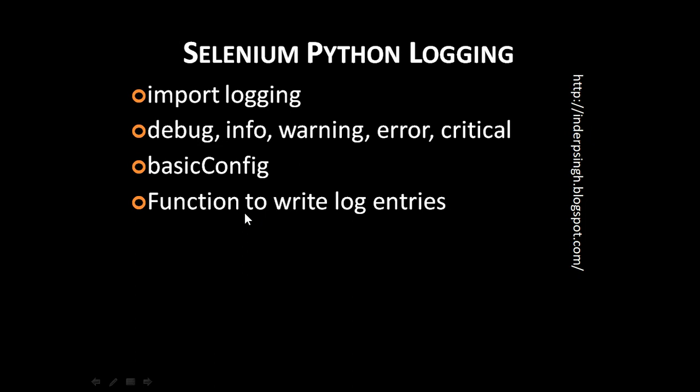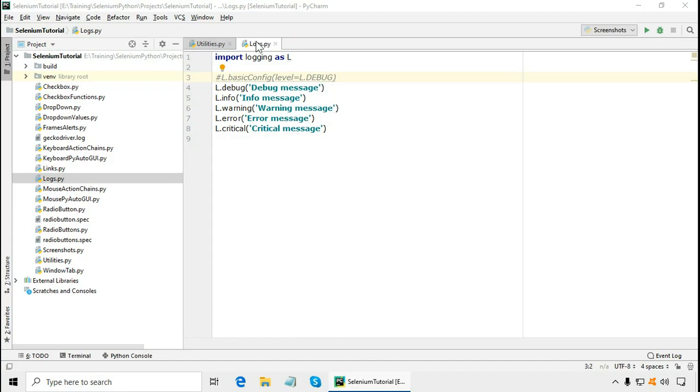Here is the first Selenium Python example. Now I have created a new Python script called logs.py, and the first line of code here is import logging as alias L. This is the import logging in Python 3. logging.debug. Note that the method is in lowercase. And similarly we have logging.info, logging.warning, logging.error and logging.critical in increasing order of severity. Now let us run this Python script.